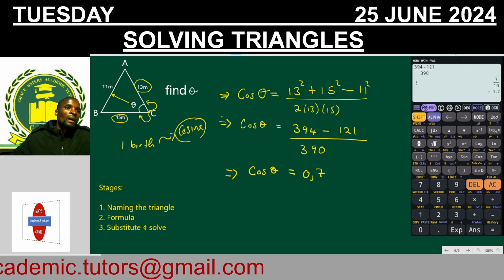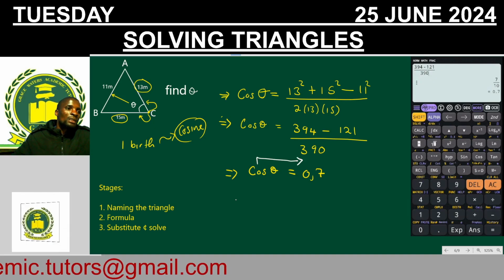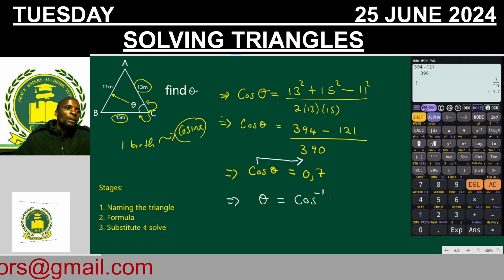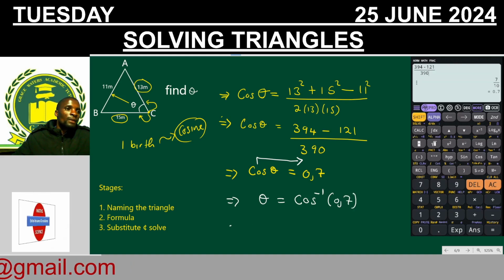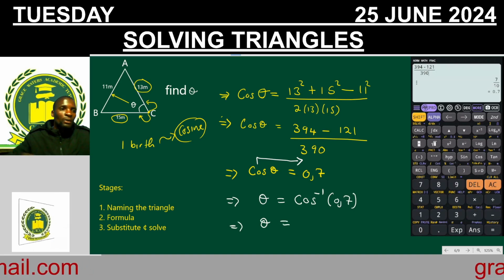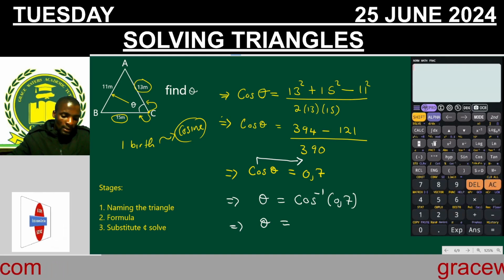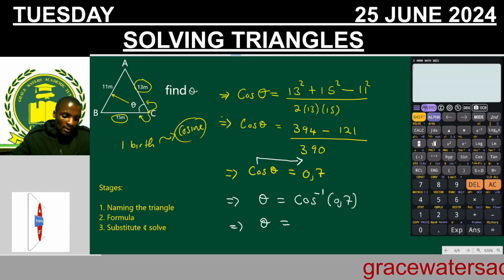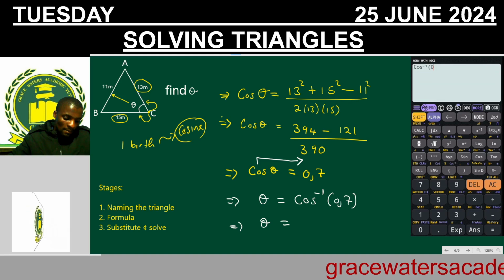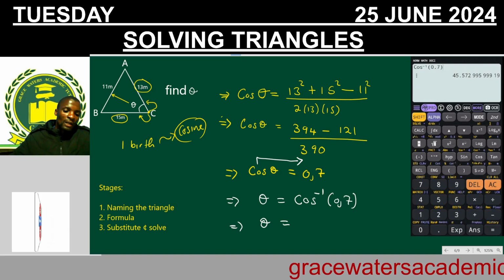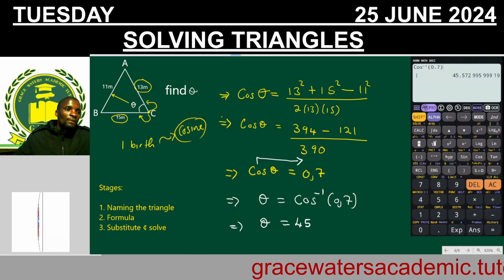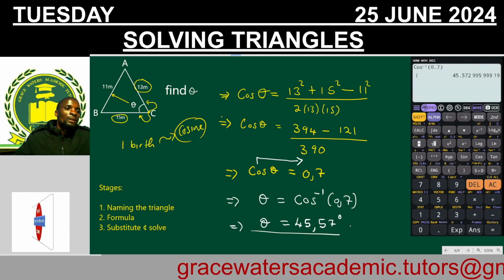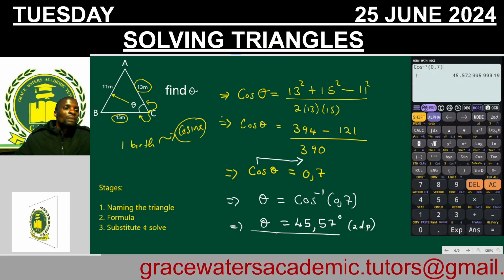All right, what's next? I must take cos across the equal sign and it becomes its second function. That means I will have theta left alone equals the second function of cos 0.7. So theta equals arc cos of 0.7. Then I close it, and I get 45.57 degrees, to 2 decimal places. Remember it was in degrees. Don't worry about it. This marks the end of it.